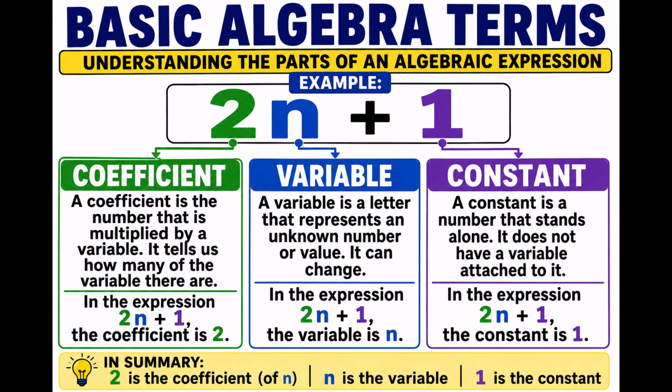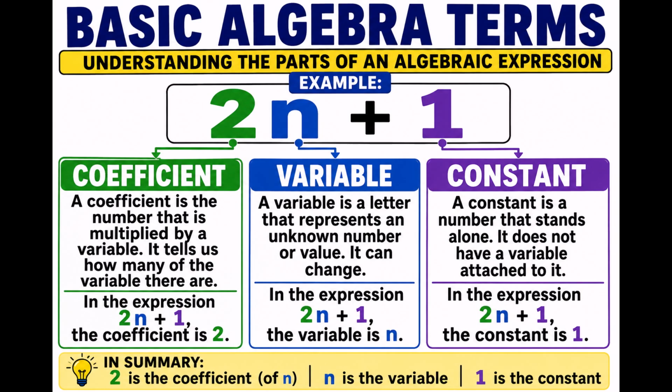Variable. A variable is a letter that represents an unknown number or value. It can change. In this expression, we see 2n plus 1. The variable is n. Constant. A constant is a number that stands alone. It does not have a variable attached to it. In the expression 2n plus 1, we see the constant is 1.